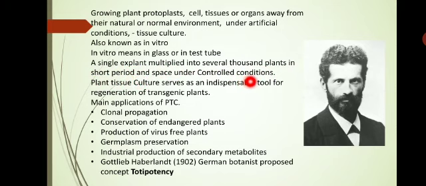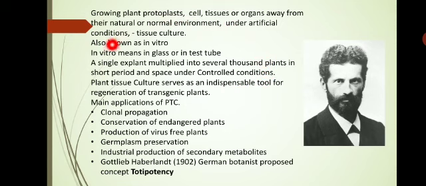Especially, they need some controlled conditions. Those controlled conditions are temperature, light, culture medium, nutrients, etc. They come under the controlled conditions. This is nothing but plant tissue culture. Plant tissue culture can serve as an indispensable tool for the regeneration of transgenic plants. Indispensable means it is a basic tool for the formation of transgenic plants.